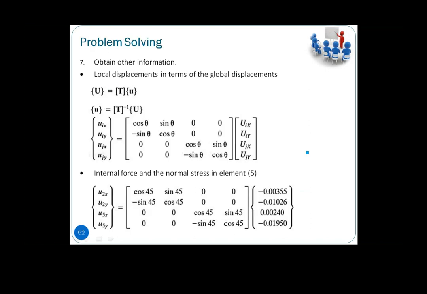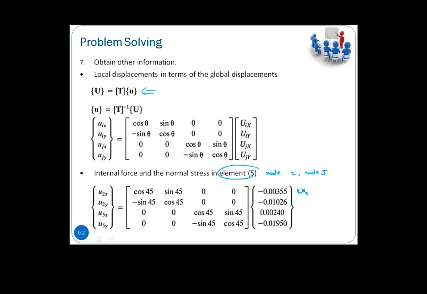So what we do is we make use of the relationship of local and global. To find the local displacement, we find the transpose, or the inverse, of the transformation matrix multiplied with our U that we have. It depends on which member we want to look at. If I'm looking into element number 5, it covers node 2 and node 5. So we find our U.